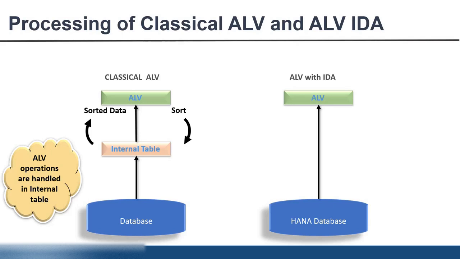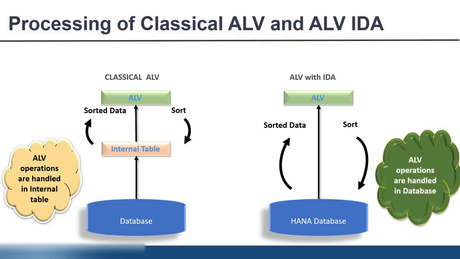Now suppose you press the sort button in ALV, the control goes back to the database. Sorting is done within the database and you can see the result on the screen with sorted data. That means we are doing code pushdown of ALV operations in case of ALV IDA. Or we can say that ALV functionalities are pushed down to the underlying database in case of ALV IDA. Obviously, because of which we can get better performance with ALV IDA compared to classical ALV.